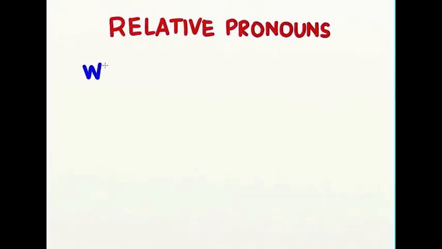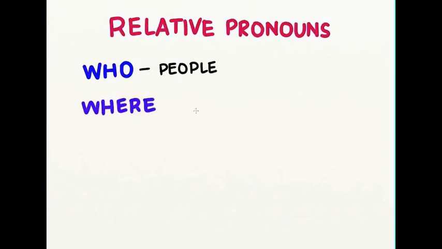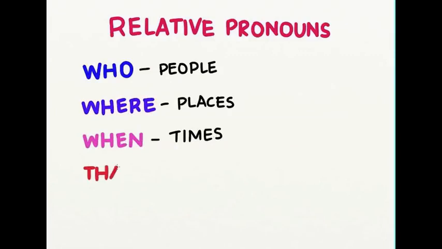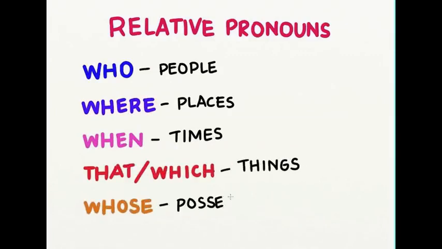Here are the relative pronouns. The relative pronouns who or whom is used to describe people. Where is used to describe places. When is used for times. That and which are used for things, and whose is used to show possession.